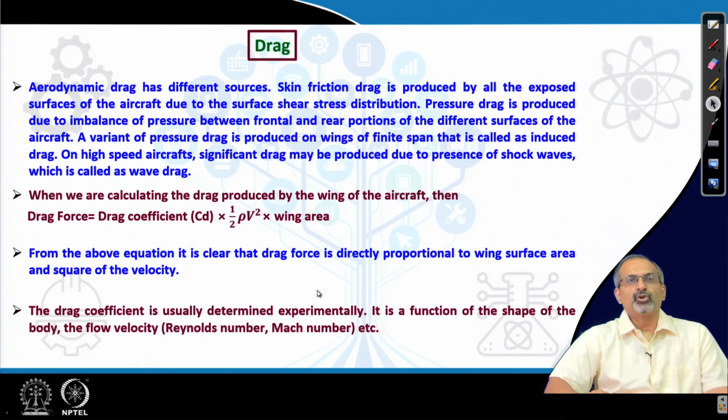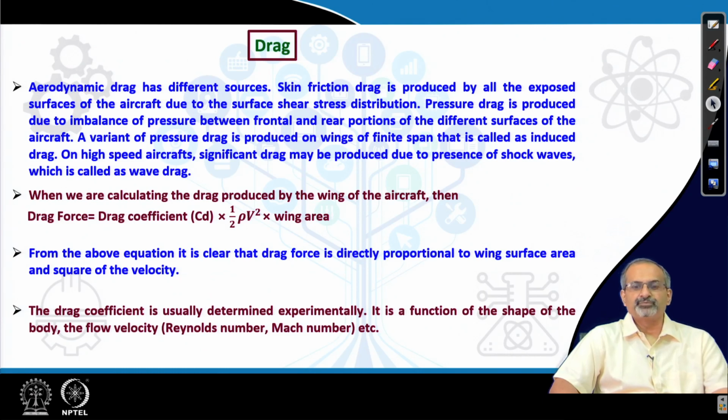Let us have a little more look at the drag. Now, aerodynamic drag has different sources. So, when we say drag, it is not the skin friction drag alone, though we have pinpointed the skin friction drag, because that is one of the most primary components. Now, skin friction drag is produced, as we know, by all the exposed surfaces of the aircraft due to the surface shear stress distribution.